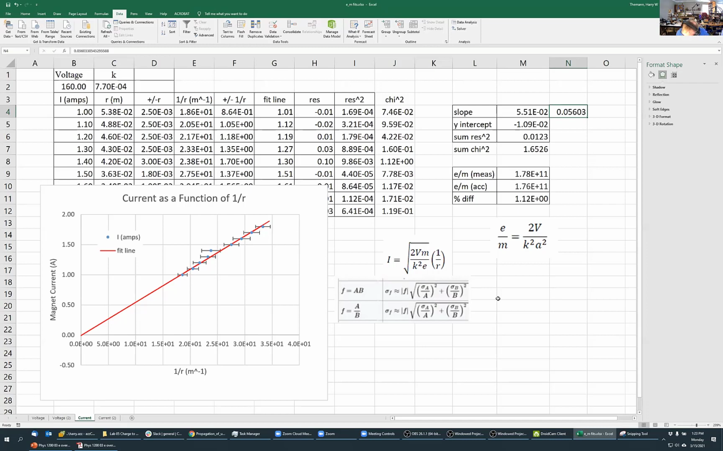Yep. So let's see, 03, 15, 21. The time is 13:23. Initials. Make video regarding plus minus slope to plus minus E over M for constant voltage data. Okay, got it. I've got it written down.